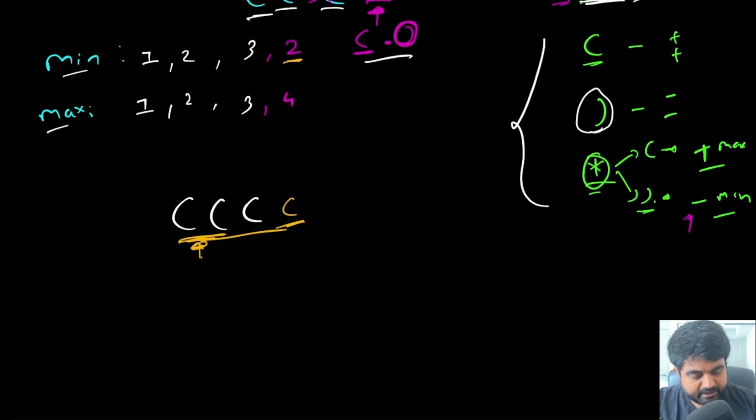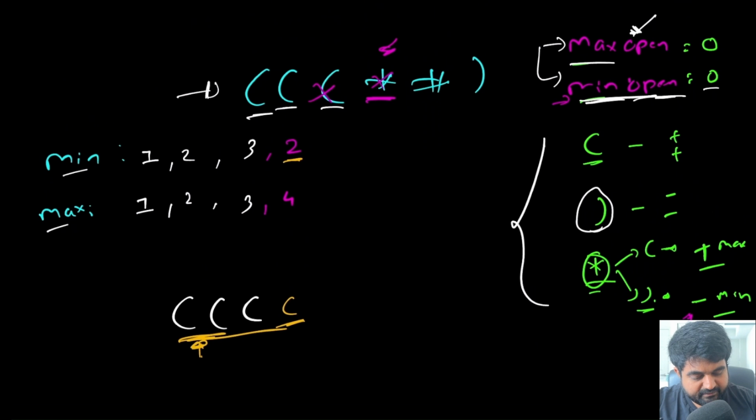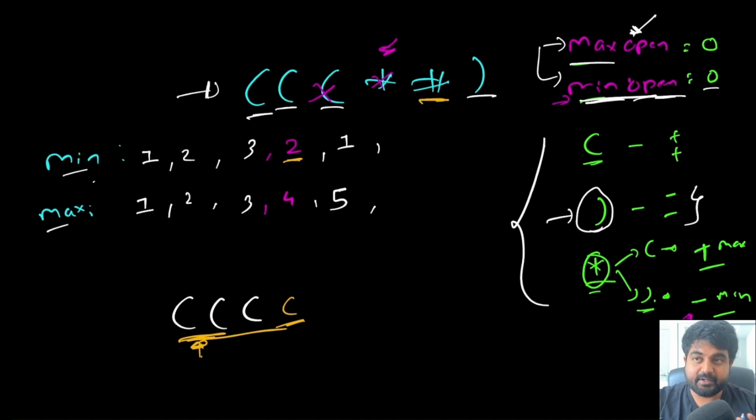So now let's continue moving forward. So once again we identified one more star. So once again the minimum variable is going to be decreased by 1, so this would become 1, and the maximum variable would be increased by 1, so this would become 5. And now we encounter a closing parenthesis. Whenever we encounter a closing parenthesis, basically we are reducing the values of both minimum and maximum. So this would become 0 and this would become 4.